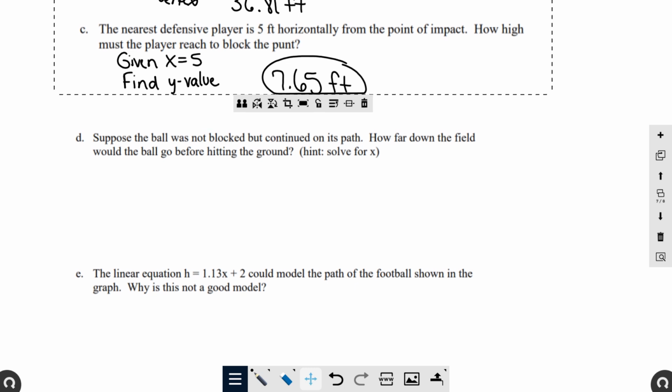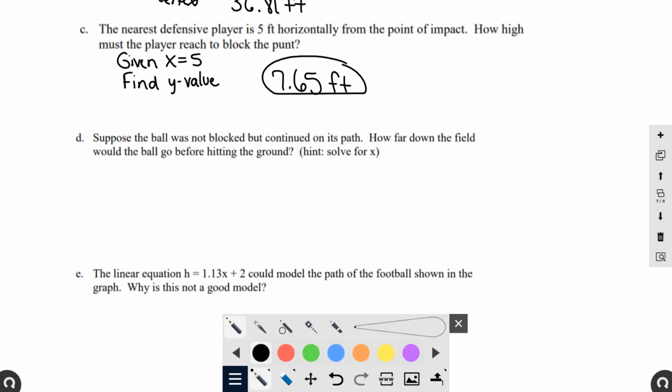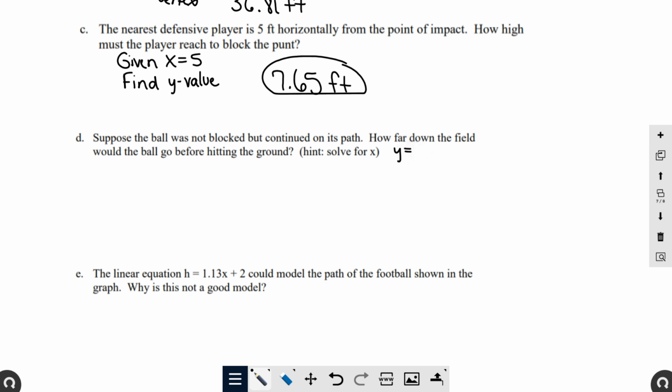All right, part D. Suppose the ball was not blocked but continued on its path. How far down the field will the ball go before hitting the ground? And I gave a hint here. Hint is to solve for x. Also another hint, the y would equal 0. You're going to put 0 where y is, and you're going to solve for x.